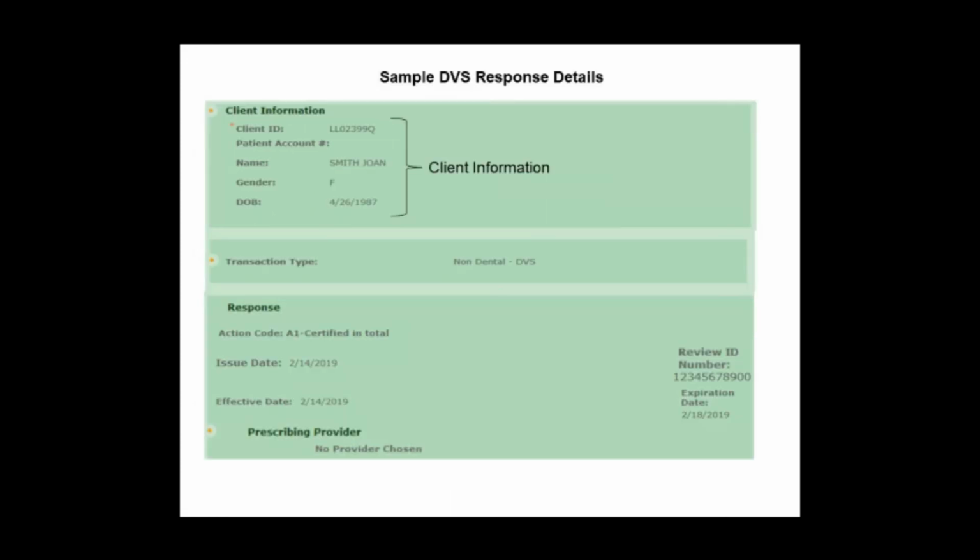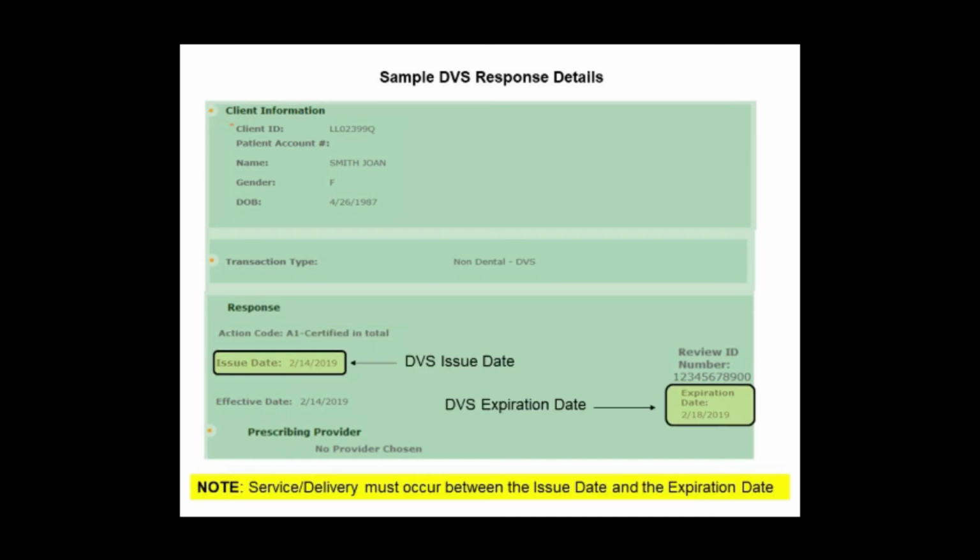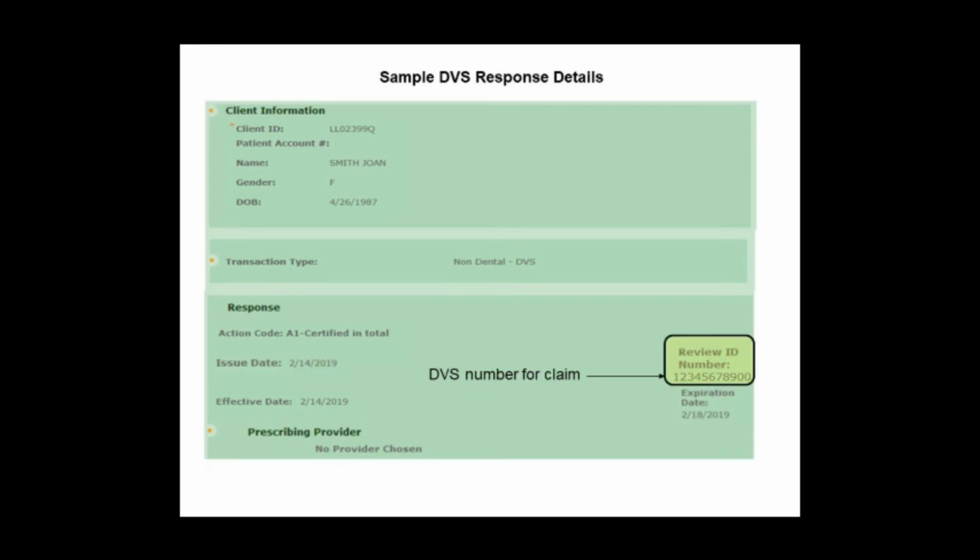The DVS Response Detail screen includes the client's information with the client ID, name, gender, and date of birth, the transaction type, in this example, non-dental DVS, the response action code, A1 certified in total, in this example, the issue date, effective date, and expiration date of the DVS request. And please note that the service delivery must occur between the issue date and the expiration date of the DVS authorization. The 11-digit number under Review ID is the DVS number for your claim.